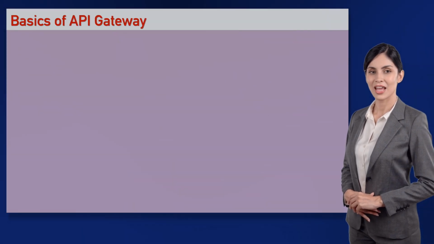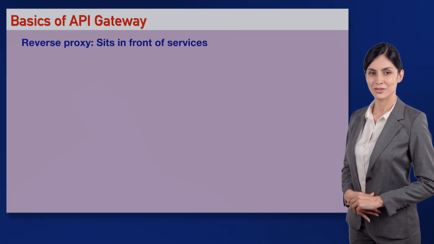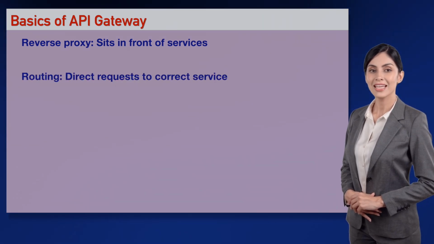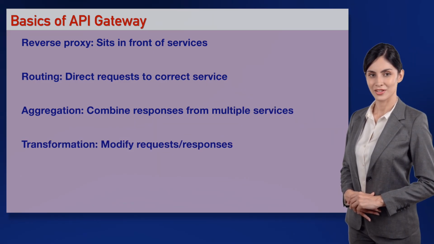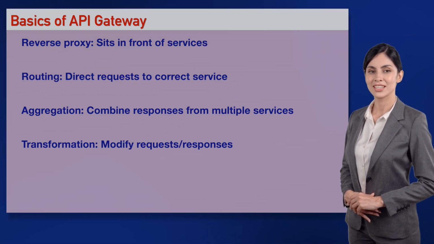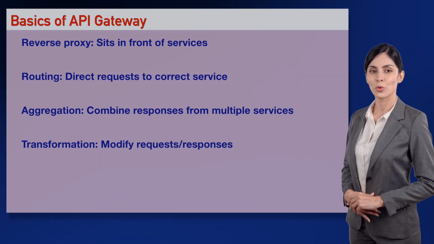Covering the basics of API gateway, it acts as a reverse proxy sitting in front of your microservices cluster. Routing intelligently directs incoming requests to the correct backend service based on path, method, or headers. Aggregation combines responses from multiple services into a single response for the client. Transformation can modify requests or responses, such as adding headers or converting formats.